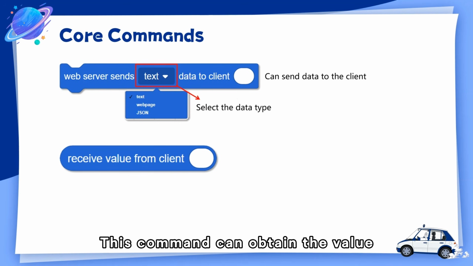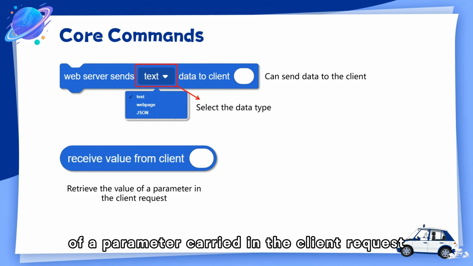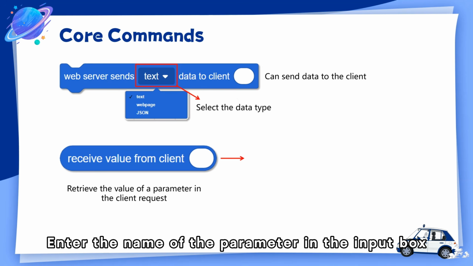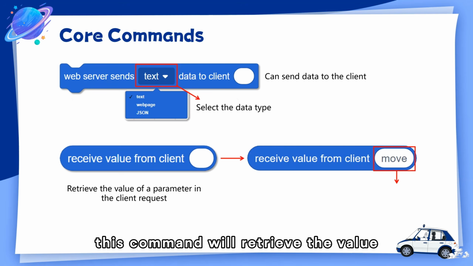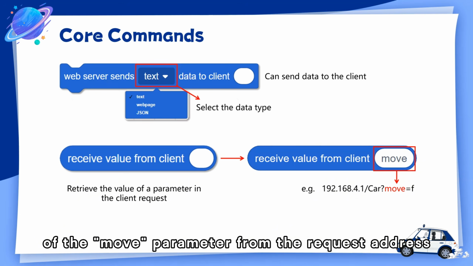This command can obtain the value of a parameter carried in the client request. Enter the name of the parameter in the input box. For example, when move is entered, this command will retrieve the value of the move parameter from the request address.